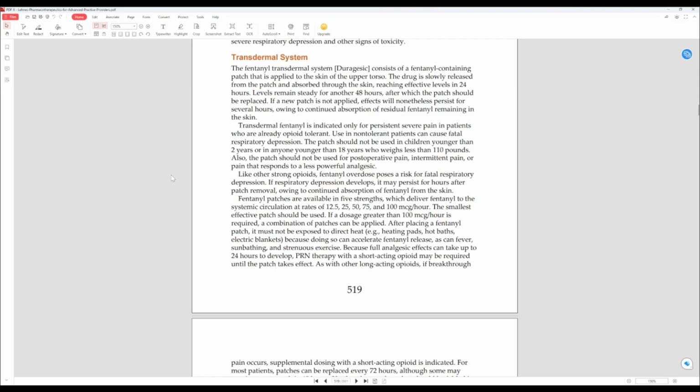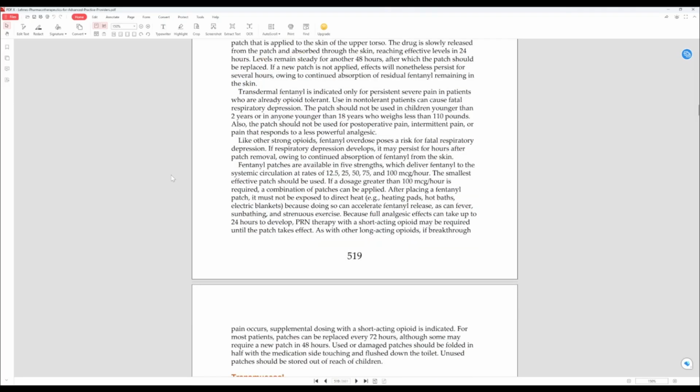Also, the patch should not be used for post-operative pain, intermittent pain, or pain that responds to less powerful analgesics. Like other strong opioids, fentanyl overdose poses a risk for fatal respiratory depression. If respiratory depression develops, it may persist for hours after the patch is removed, owing to the continued absorption of fentanyl from the skin. Fentanyl patches are available in several strengths, which deliver fentanyl to the systemic circulation. The smallest effective patch should be used.